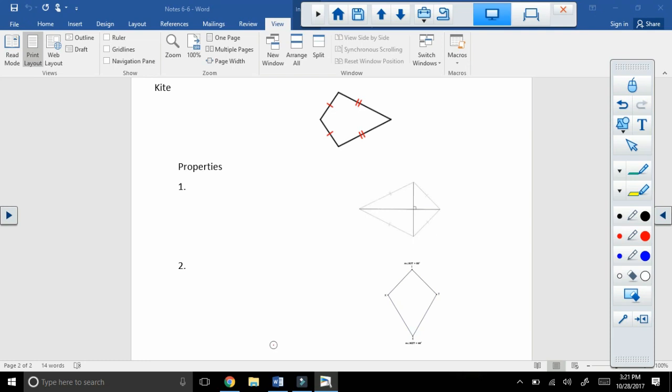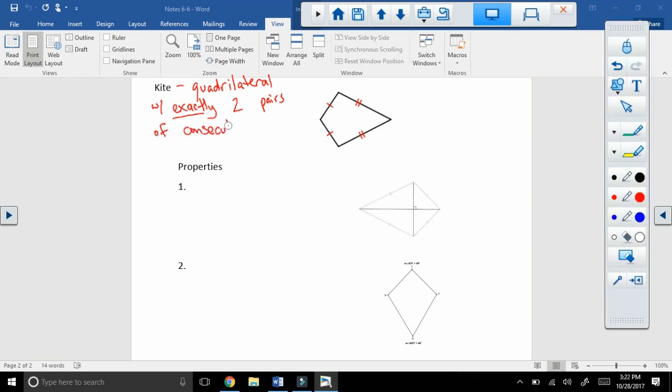And then the last special type of quadrilateral that we're looking at is the kite. This kind of looks like maybe a kite that you could fly, but what you need to know for this class is that a kite is a quadrilateral with exactly, and it's really important that this is exactly, 2 pairs of consecutive congruent sides.